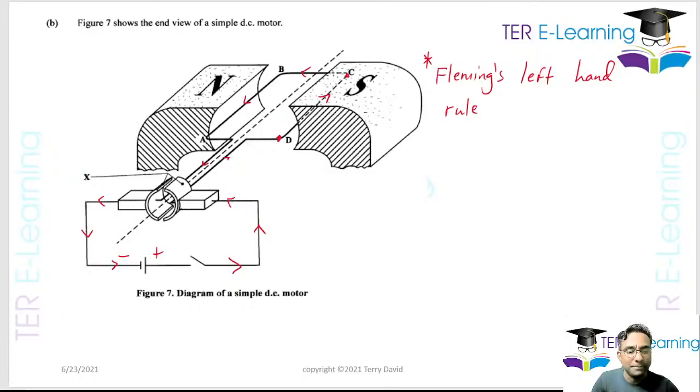So what's happening here? So look at the coil. So let me use a different color here. Let's use blue or something. So this section here is going to experience a downward force. Then the current flows from C to B, right? And then it's going to flow from B to A, right? B to A is going to experience a force. Is that going to be upward or downward?